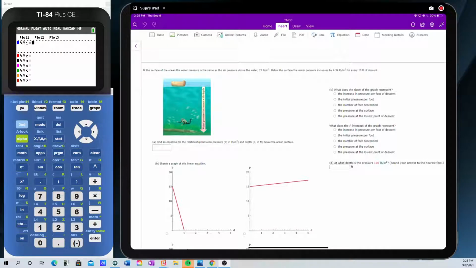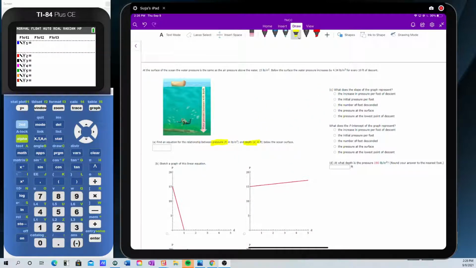In this problem, you are asked to write an equation for the relationship between the pressure and the depth. Pressure is going to be your dependent variable and depth is going to be your independent variable. So when you graph, your pressure is going to go along the y-axis and your depth is going to go along the x-axis.